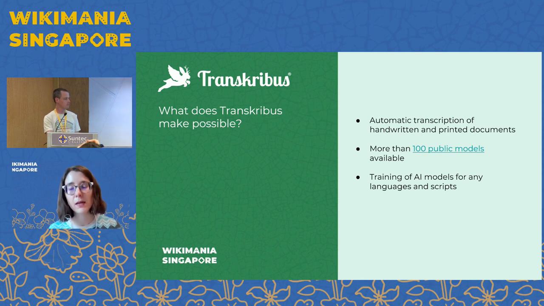So in our case, to train a handwritten text recognition model, we give some images and the corresponding transcription to the machine. The machine learns from our transcription, and the result is a model that is able to generalize its knowledge and transcribe new pages.